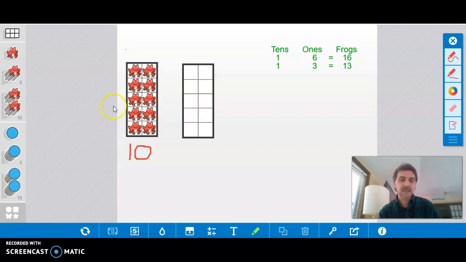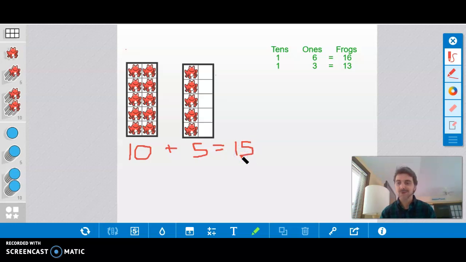So if I already have 10 frogs, how many more frogs do I need to make 15? If you said 5, that is correct. If you did not say 5, that's okay, because you're learning and your brain is growing. So I've got 10, 11, 12, 13, 14, 15 frogs. So I'll put my 5 here. So if I have 10 plus 5, that gives me 15 red silly frogs.